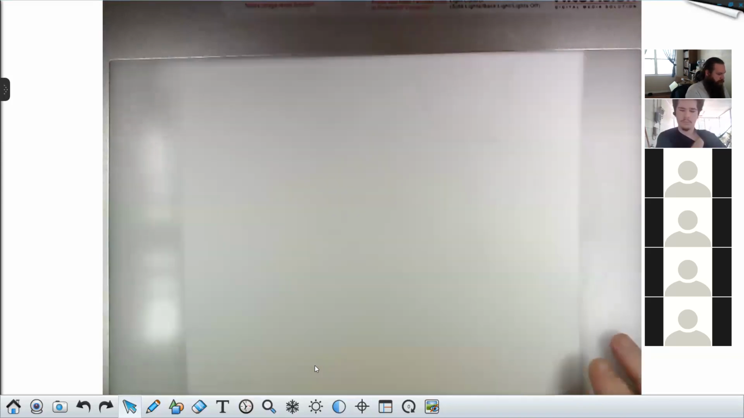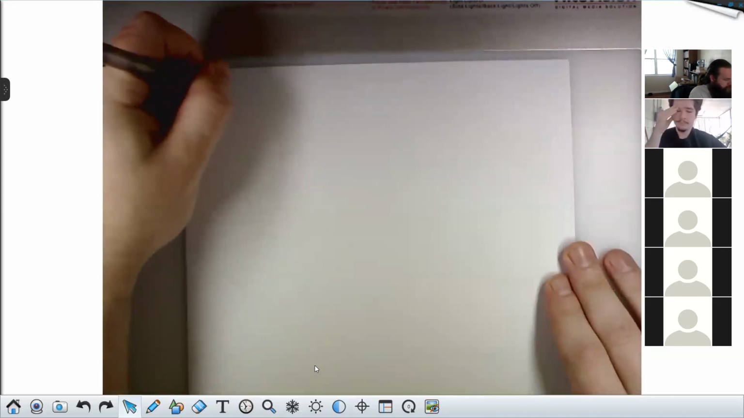The next section of the book is 11.5, which is on alternating series.